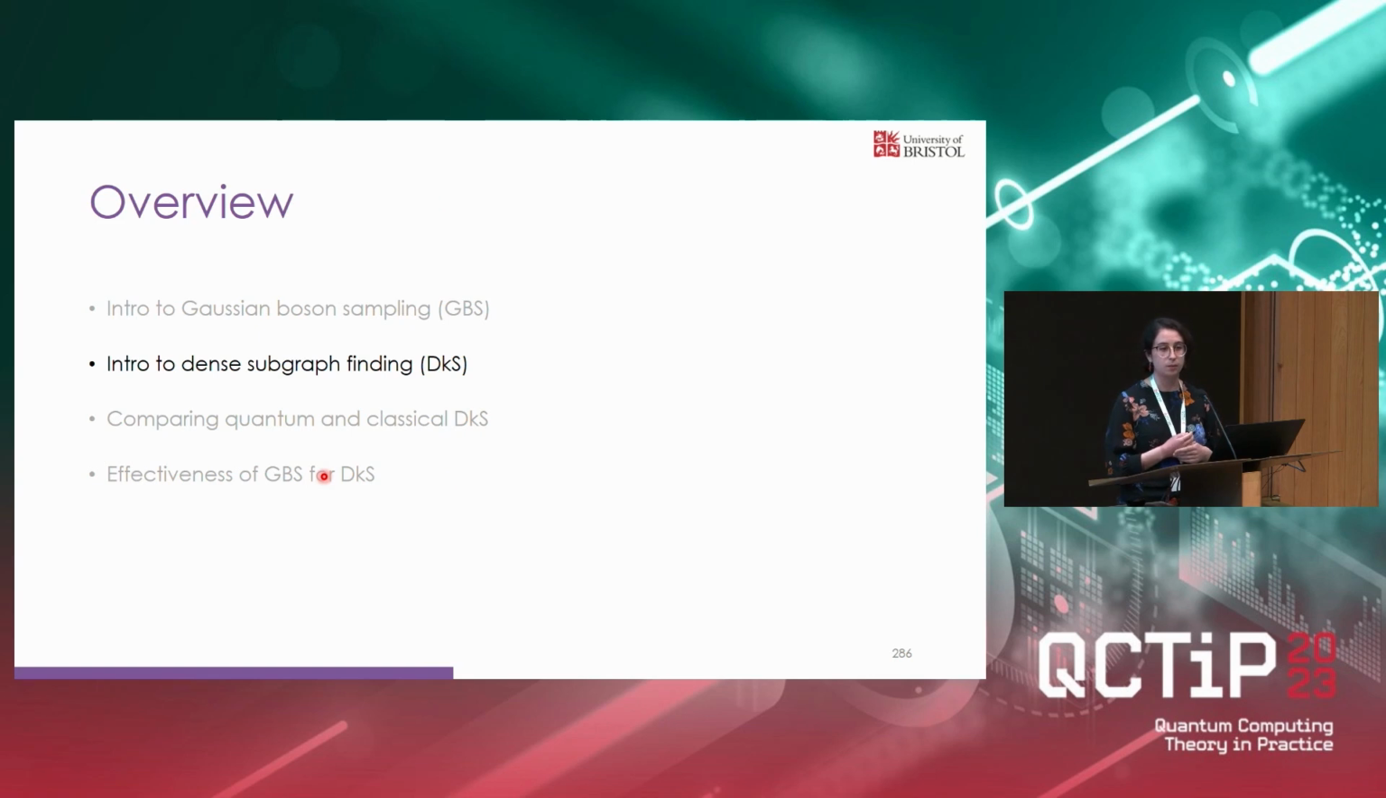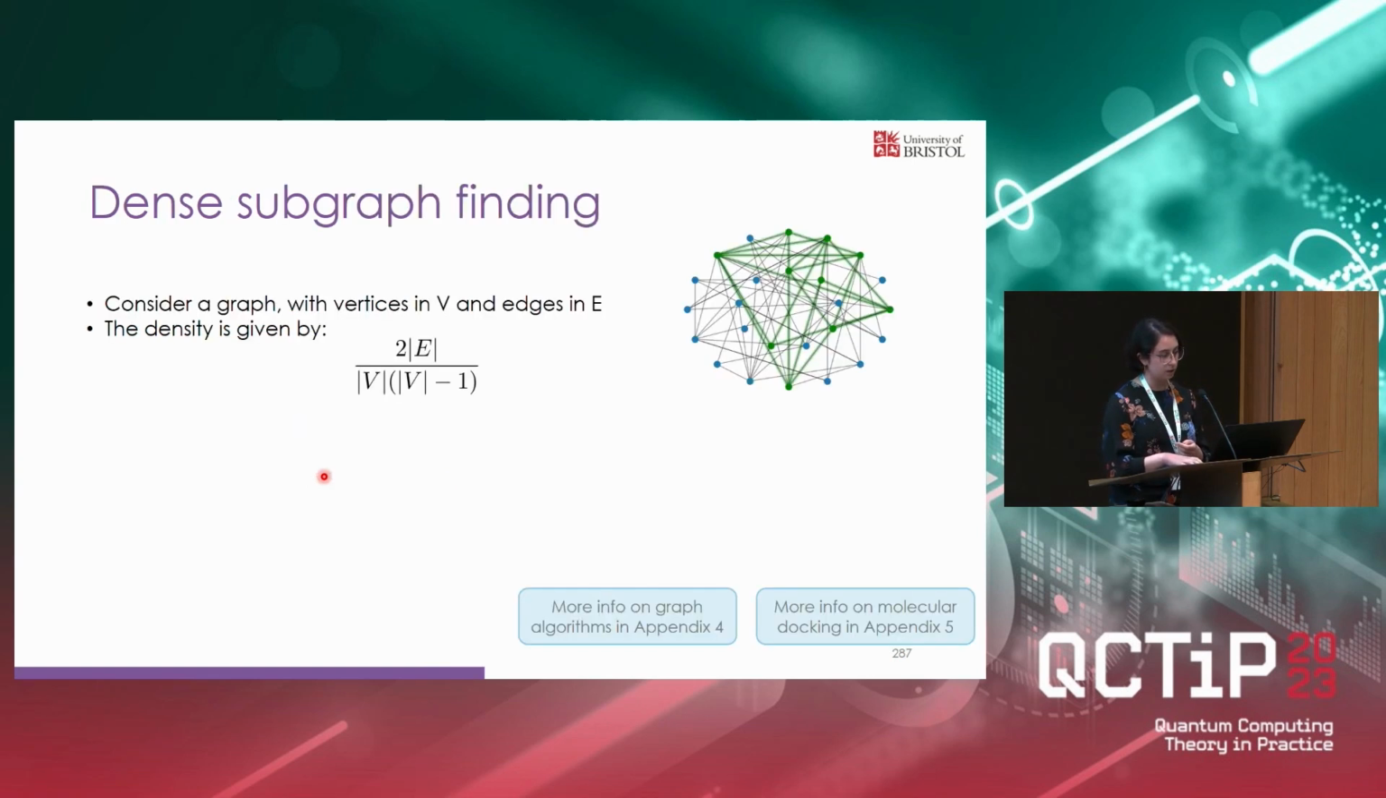Next, I'm going to talk about the problem that we're trying to solve. So that's dense subgraph finding. We start with some input graph, by which I mean a set of vertices connected by edges, and that's going to have some density. The definition of density that I'm using is normalized, so between 0 and 1. So a graph with no edges in it would have density 0, and a fully connected graph would have density 1.